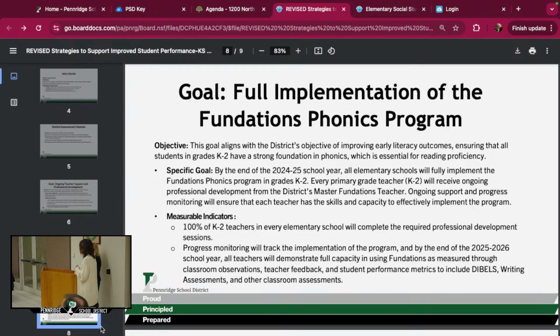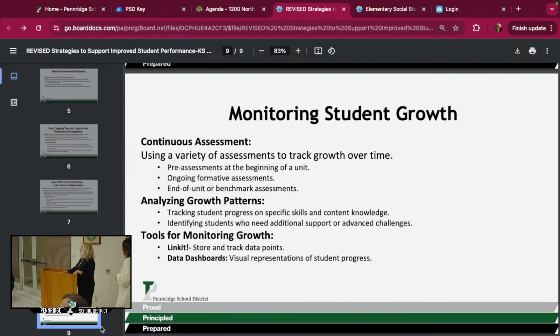So we have 7 elementary schools, right? So almost 1 per building. Okay, good. It's really building the capacity of expertise. Right. So we're finally there.